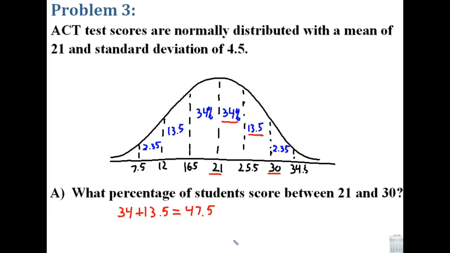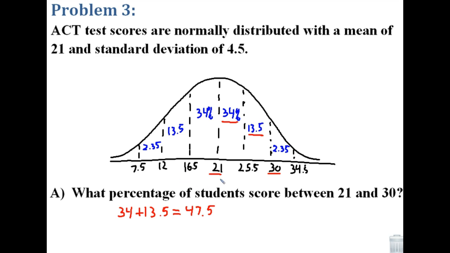Alright, hopefully you paused the video and took a minute to try these ones. Problem 3 says ACT test scores are normally distributed with a mean of 21 and standard deviation of 4.5. So I'll draw my bell curve. I'll put 21 at the center for the mean, and I'll count up by 4.5, 3 standard deviations, and then count down by 4.5, 3 standard deviations. And then part A says what percent of students score between 21 and 30.